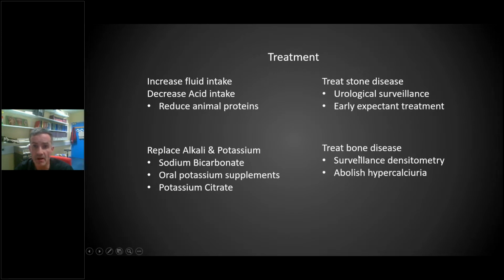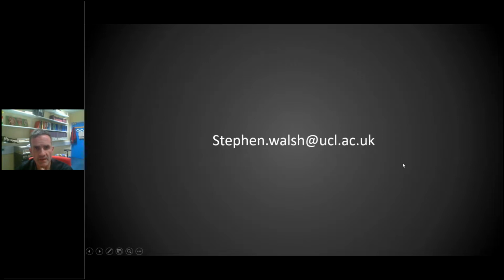We undertake surveillance DEXA scans about once every 3 years, and it's important to try and abolish hypercalciuria. So you're actually stopping that bone demineralization altogether. What we do is monitor their urinary calcium excretion in addition to their bone DEXAs to try and get it under control. And I think that should be about it.